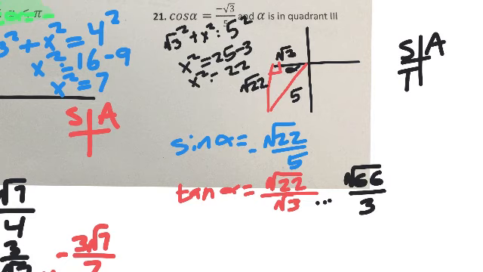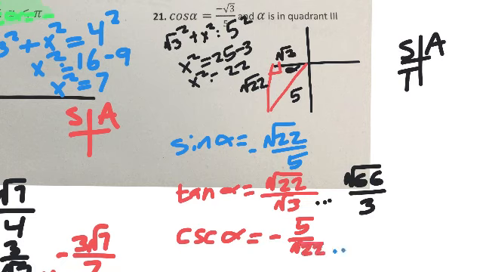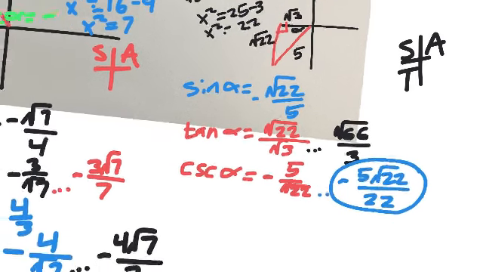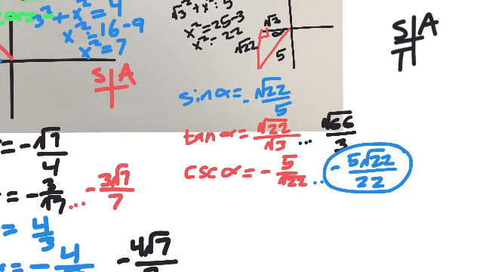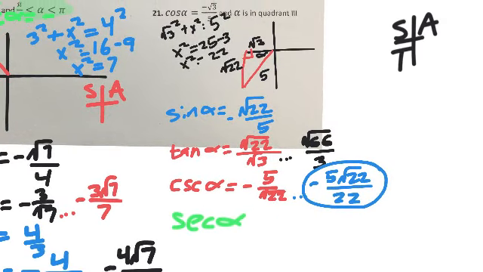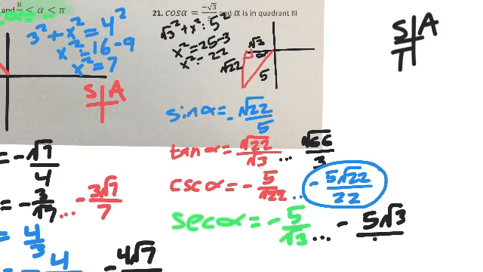Okay, so now we start working with the reciprocals. So the reciprocal of sine is cosecant. So cosecant would be negative 5 over radical 22. And so when I multiply top and bottom by radical 22, that's negative 5 radical 22 over 22. My final answer for cosecant. Okay, next I'm going to look at secant. So I know cosine is negative radical 3 over 5. So that means secant is going to be negative 5 over radical 3. Then when I rationalize, that's negative 5 radical 3 over 3.